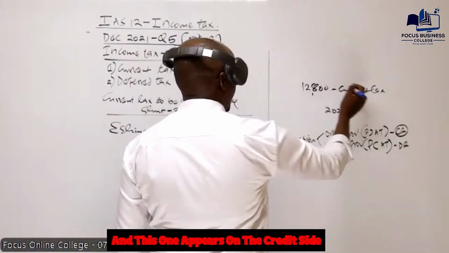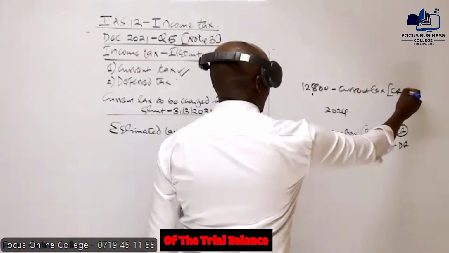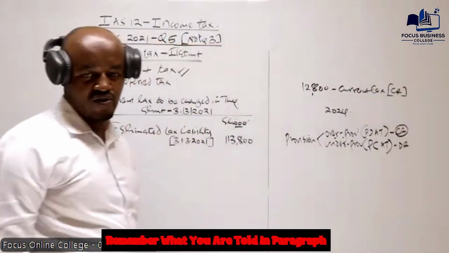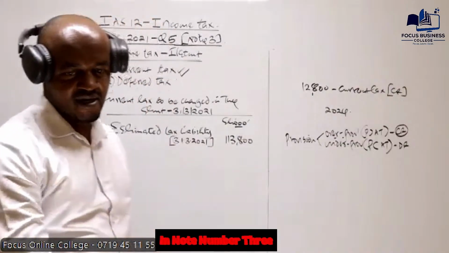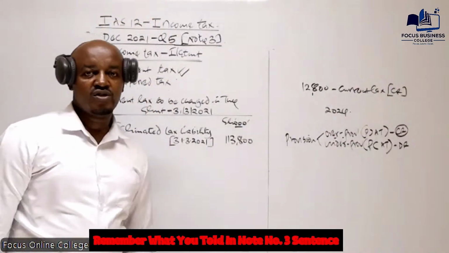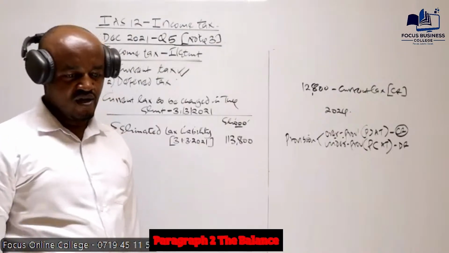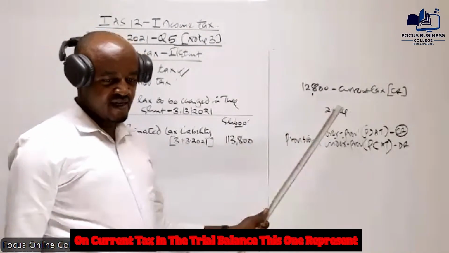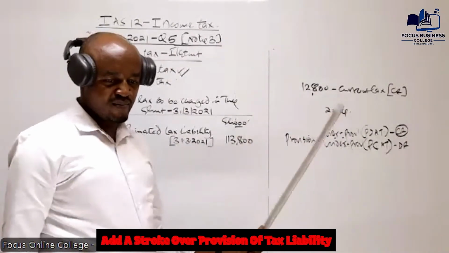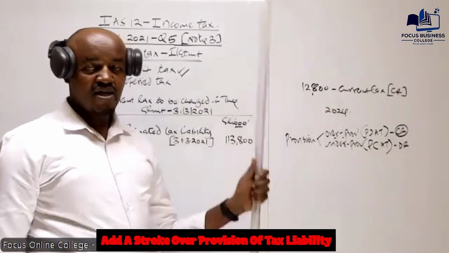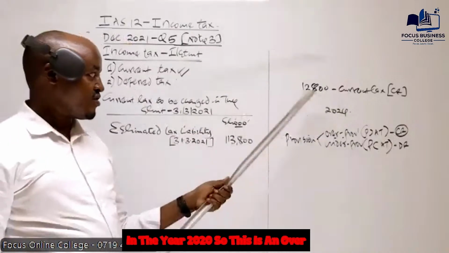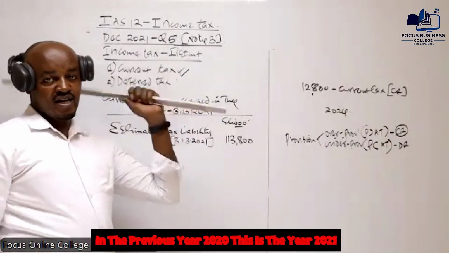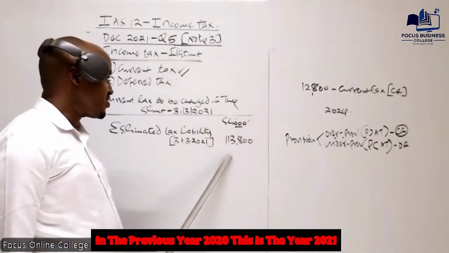And this one appears on the credit side of the trial balance. Remember what you're told in note number 3, paragraph 2. The balance on current tax in the trial balance represents under/over provision of tax liability in the year 2020. So this is an over or under provision of current tax in the previous year, 2020. This is the year 2021.